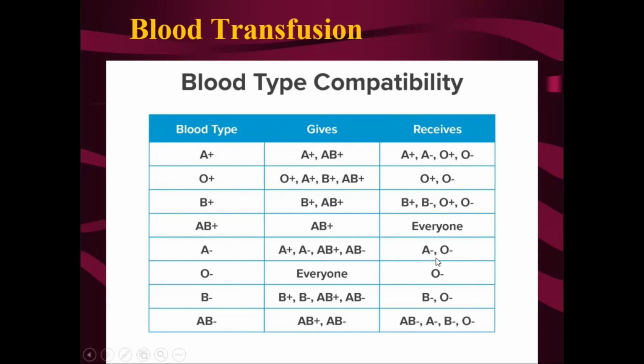While in the case of A negative and O negative, it can donate just to A positive, A negative, O negative, B negative, and AB negative patients. So the table demonstrates which person can donate blood to a specific blood group and can receive blood from a specific blood group.